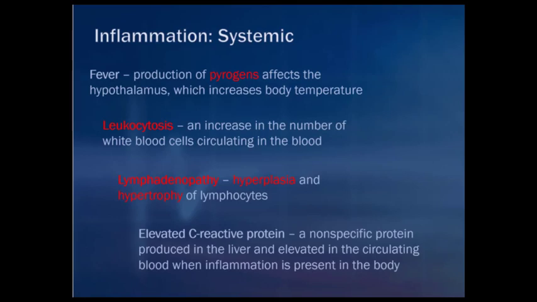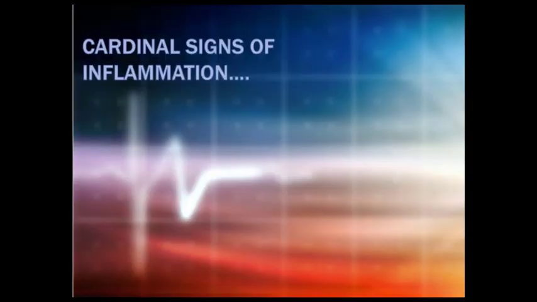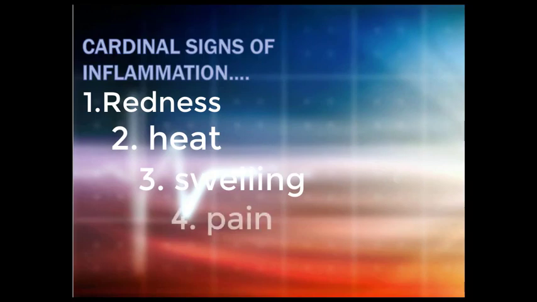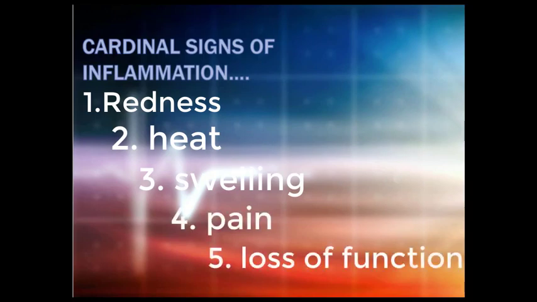Chronic systemic inflammation is linked to a lot of other disease processes like hardening of the arteries and insulin resistance, even Alzheimer's and cancer. So systemic inflammation is a big deal. Having said all of that, you guys need to know the cardinal signs of inflammation. There are 5 cardinal signs of inflammation: redness, heat, swelling, pain, and loss of function. Redness, heat, swelling, pain, and loss of function.